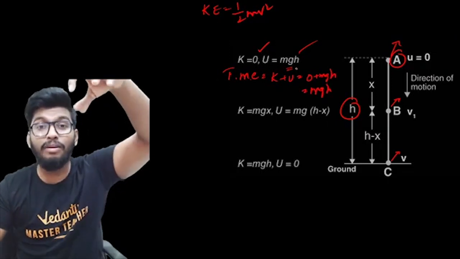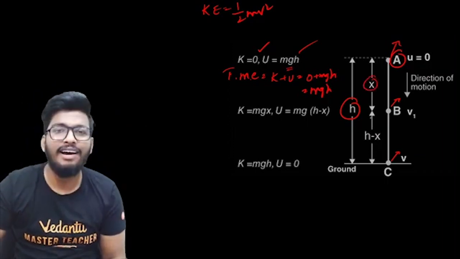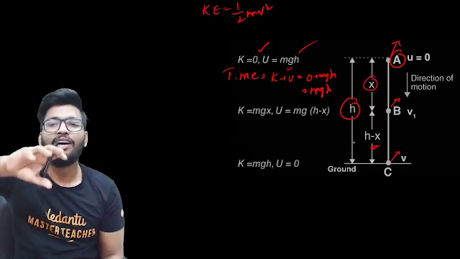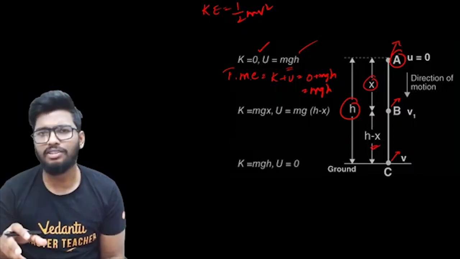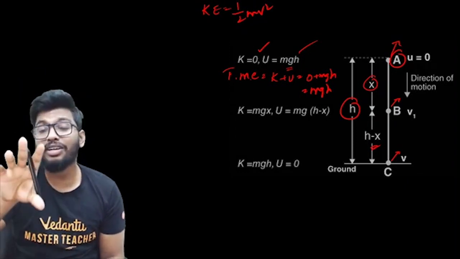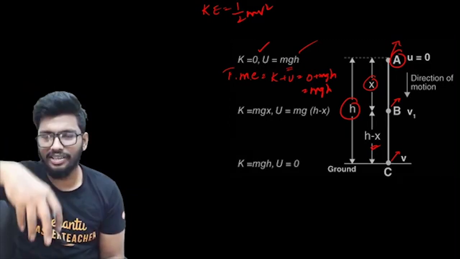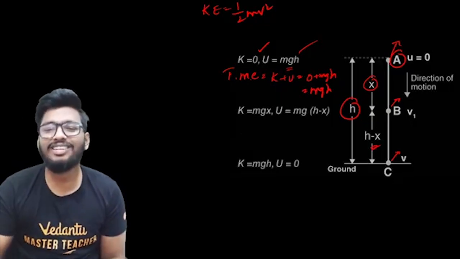Now, when the ball has moved a certain distance x, what is the height from the ground? It's h minus x. The total height is h. The ball has moved a distance x from its initial position, so the height from the ground is h minus x. Now the potential energy the ball had, as the ball is dropping down, is getting converted to kinetic energy because the ball is moving now.